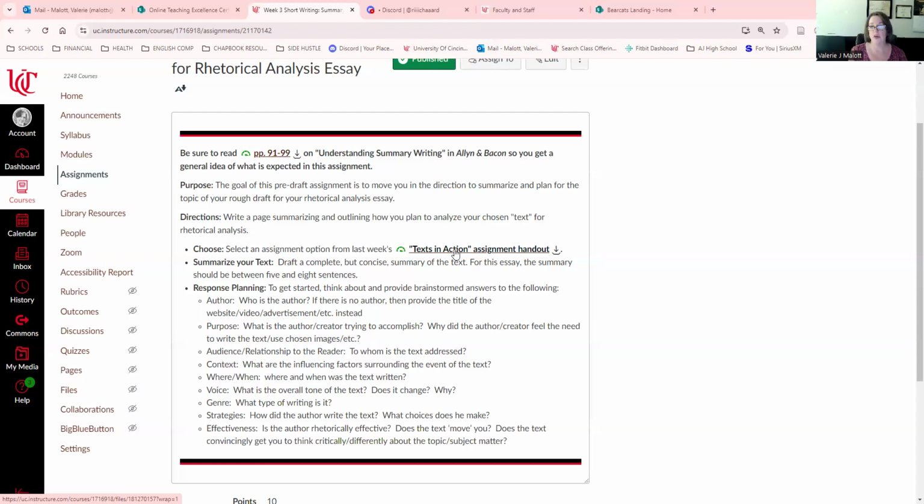So what you need to do is choose what type of text that you are going to use, draft a complete but concise summary of the text. And that's what this week's readings are relating to. So if you aren't quite sure how to summarize, you can go to the readings and figure out how you can write a summary, draft a complete but concise summary of the text. For this essay, the summary should be somewhere between 5 and 8 sentences, so a short paragraph.